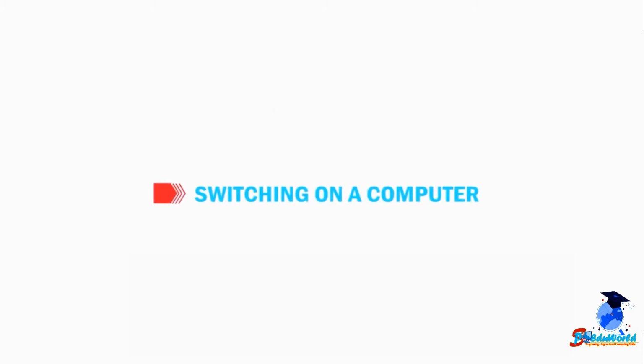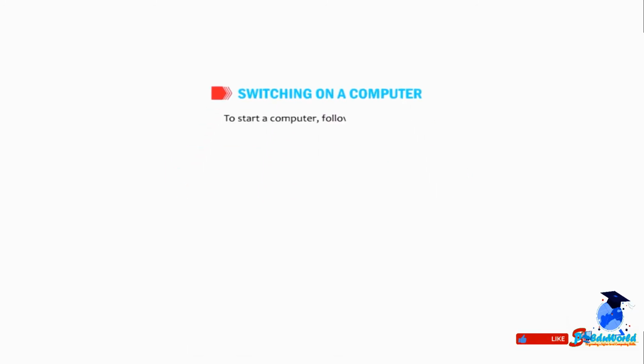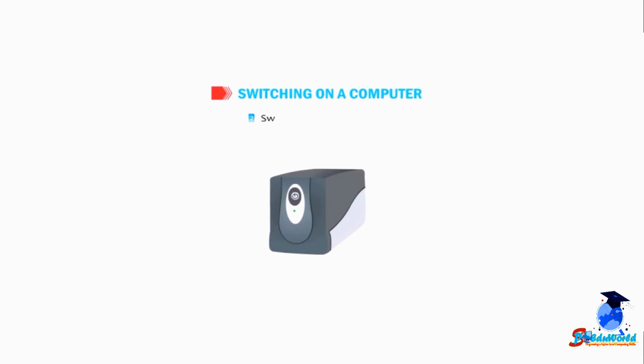Okay, let us learn how to switch on a computer. To start a computer, follow these steps. Number 1. Switch on the main power supply button. Number 2. Switch on the UPS button. If the electricity goes off, the UPS makes the computer work.